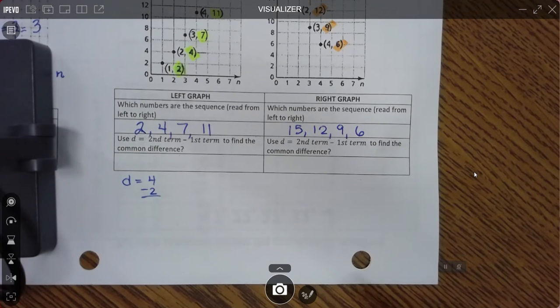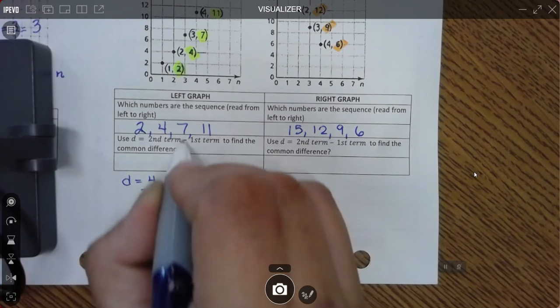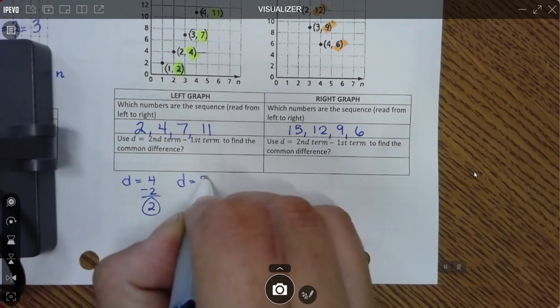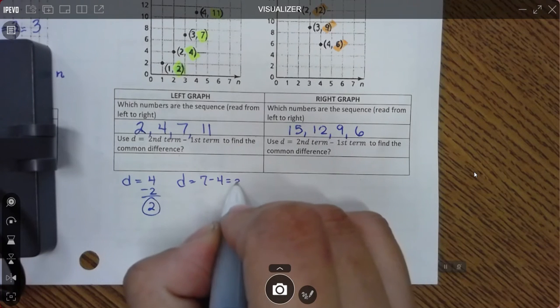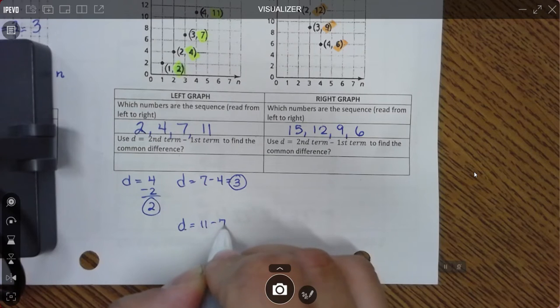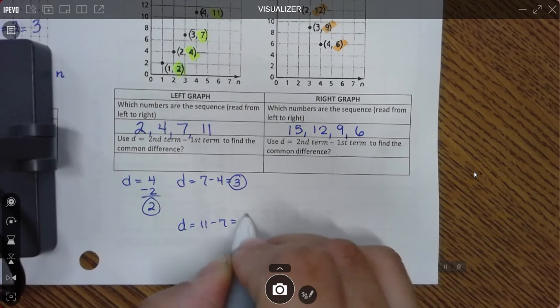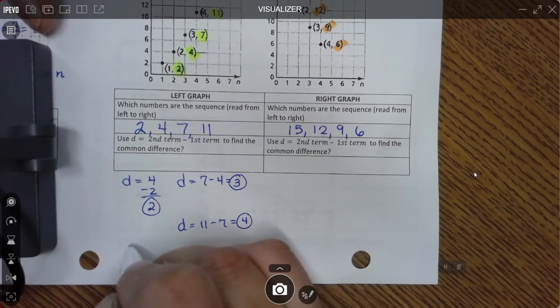4 minus 2 is 2. Next one is 7 minus 4, which is 3. And the other one is 11 minus 7, which is 4. So was the difference constant? Is it the same? No. So this is not arithmetic.